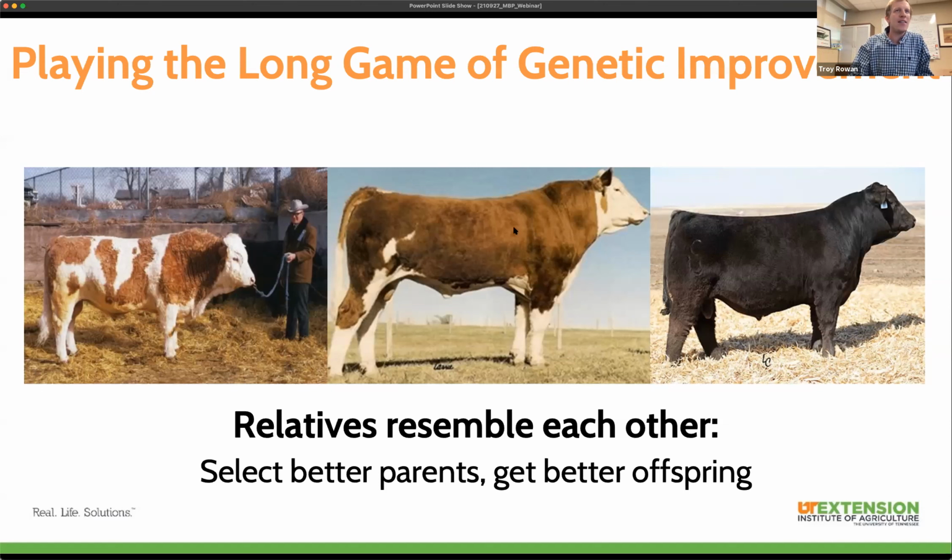And I think that this is a good segue into talking about EPDs and some of the other genetic selection tools that we have available to us. So the big thing here that I'll use to tie into the last little section that I talked about is that relatives resemble each other. We know that's the case in complex traits. So if we want better offspring, if we want to improve the genetics of our herd, we have to select better parents. And the way that we do that is through genetic selection, focusing in just on the genetic component of these traits that we care about.